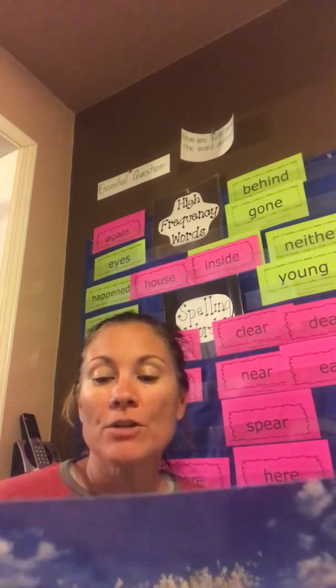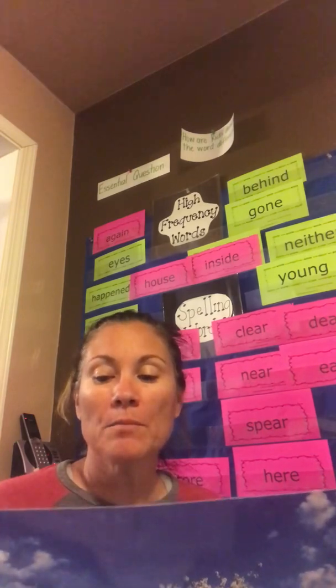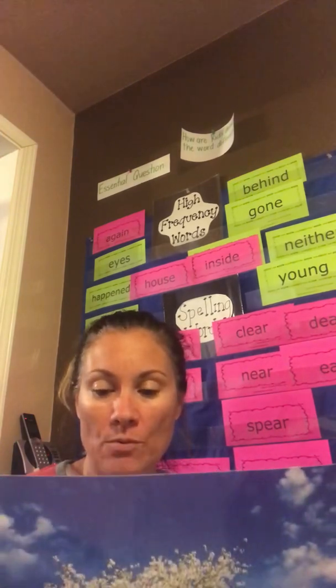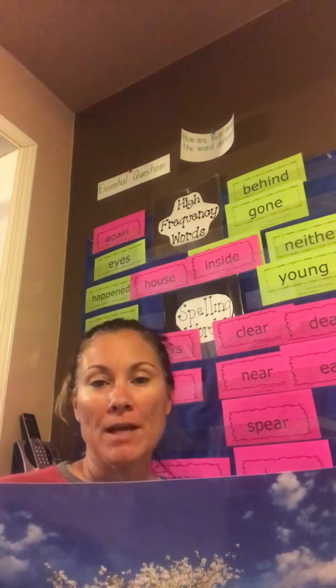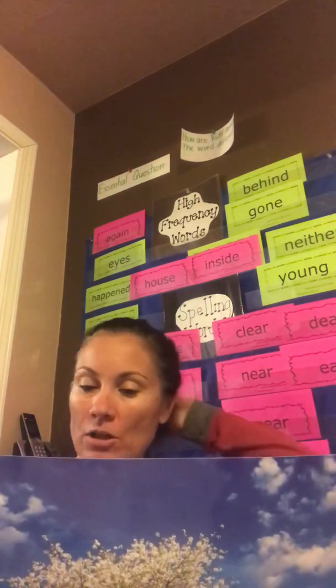Okay. Your next word is plump. Plump means full and round. The peaches looked plump and juicy.